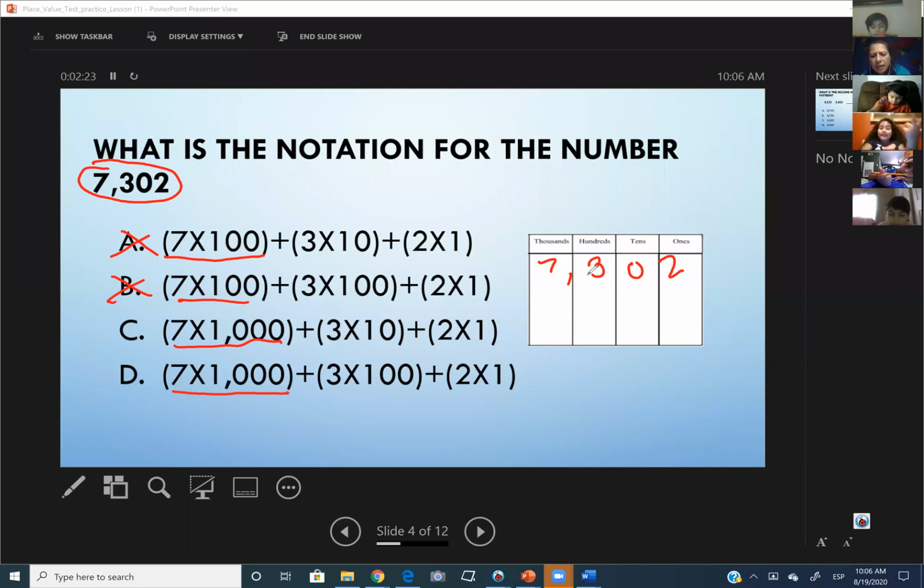But then I have 300s. Now this one is 3 tens, so it cannot be my answer. And this is 300s, and then there are 2 ones. So I have 2 ones here, so my answer is D. If you chose D, you did a good job. Let's go for the next question.